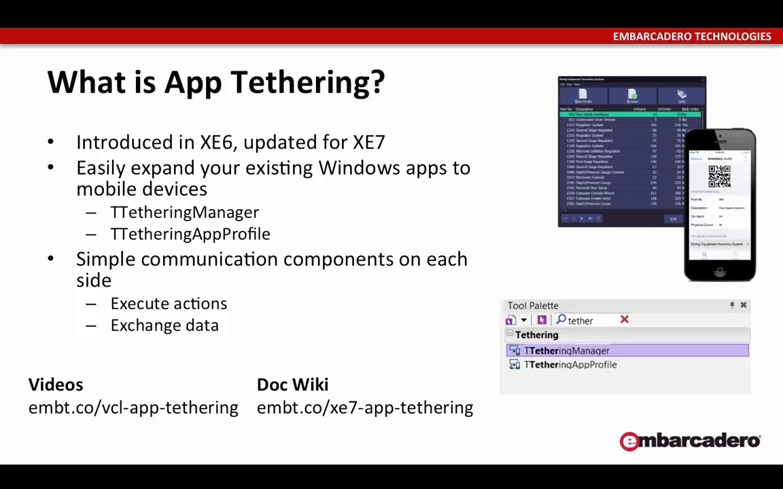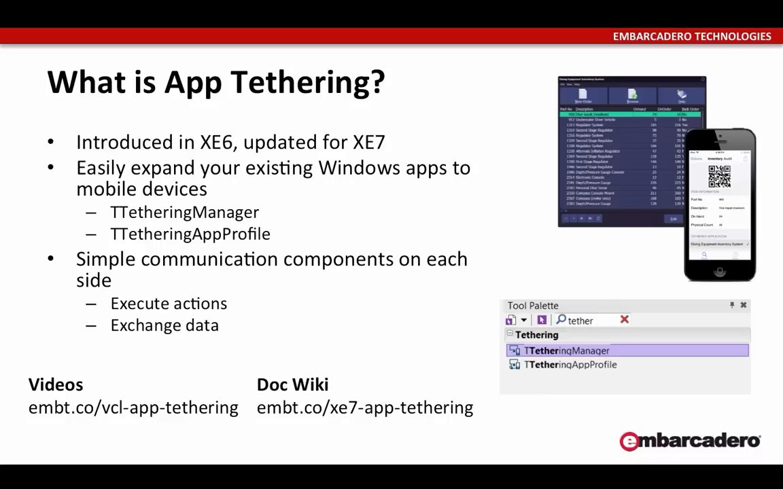New in XE6 and updated for XE7 is a technology called app tethering. It allows your VCL application to connect to another application, which could be running as a FireMonkey app in OS X or Android, or to another VCL app running in Windows. Data is sent between the connected apps, and it is even possible to execute actions from one application to another. App tethering is a way to extend existing desktop applications in VCL to mobile applications or other VCL applications. App tethering is possible over Wi-Fi, and now with XE7 also supports connections over Bluetooth.